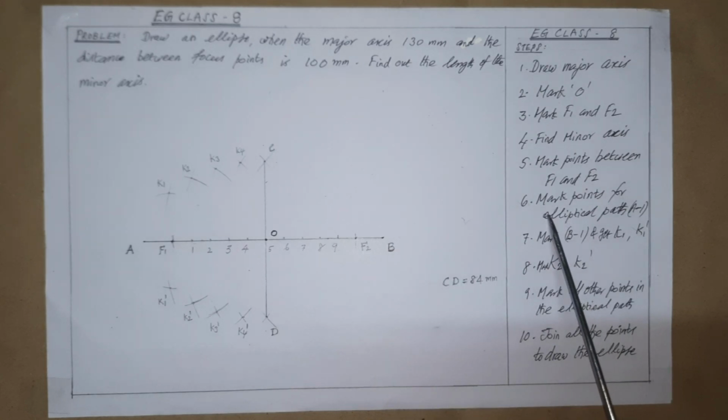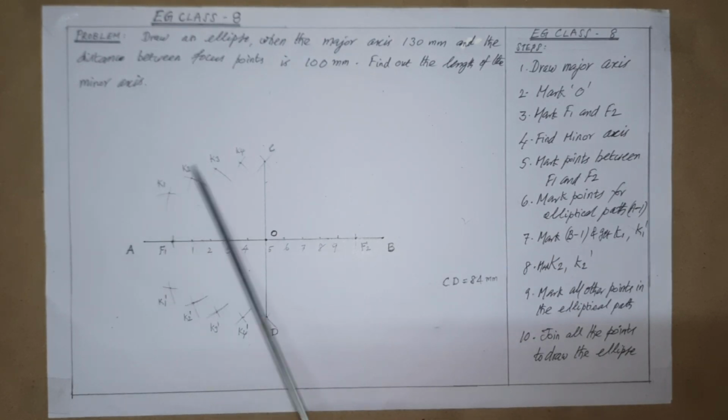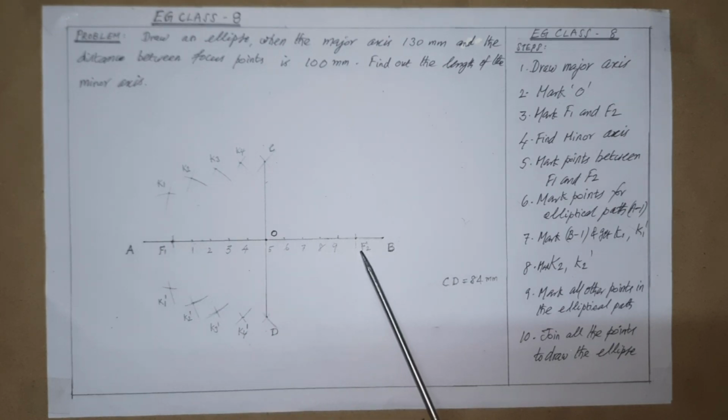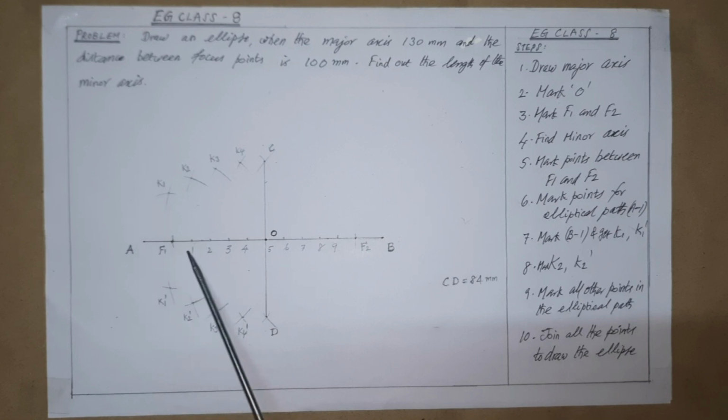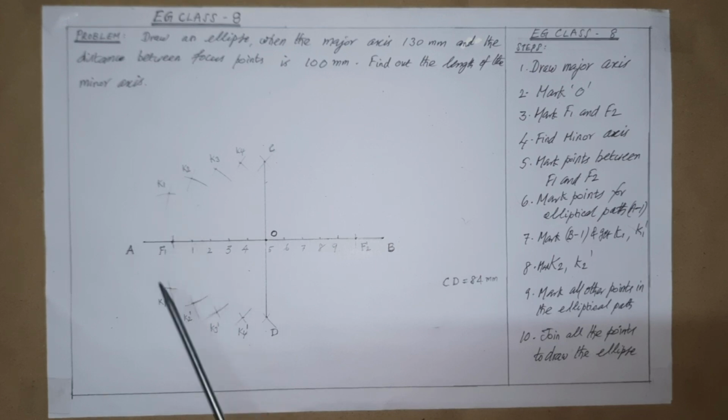Next, as per step 6, now the elliptical path is to be marked using these points to get the smooth ellipse curve. To avoid mistakes, distance A1 is to be taken in the compass and F1 as center. Mark one arc above and one arc below the major axis line AB.